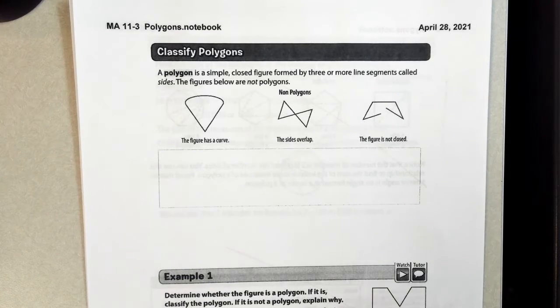Lesson 3 is about polygons. So first of all, you need to know what a polygon is. A polygon is a simple closed figure formed by 3 or more line segments called the sides.